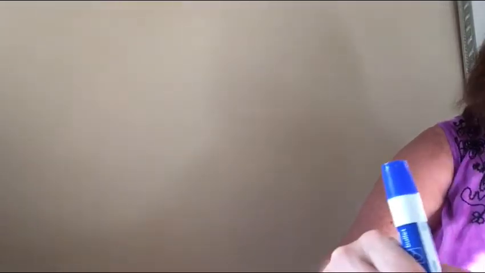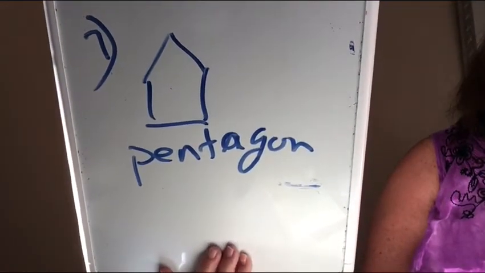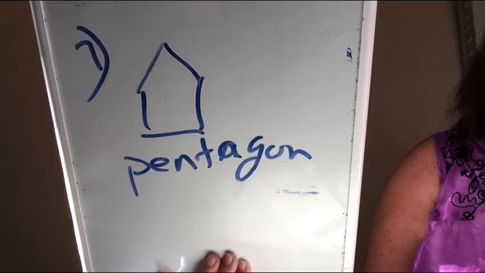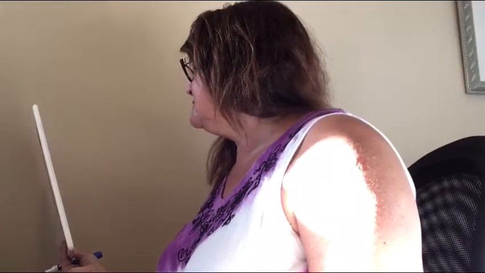Number 7, draw a polygon with 5 vertices and 3 sides that are the same length. Mine looks like a house, and it is called a pentagon. I drew a pentagon. Do you guys have any questions?